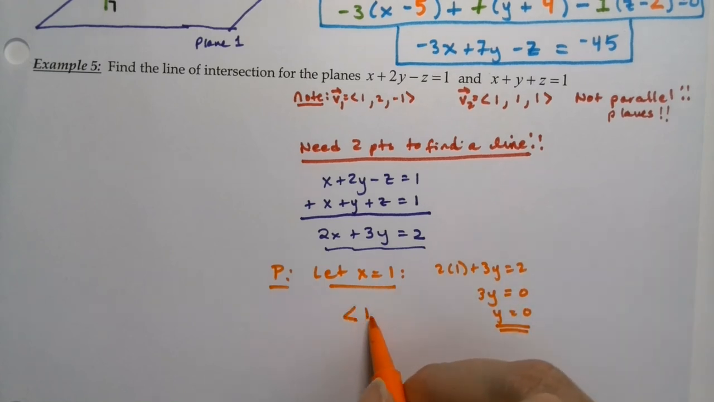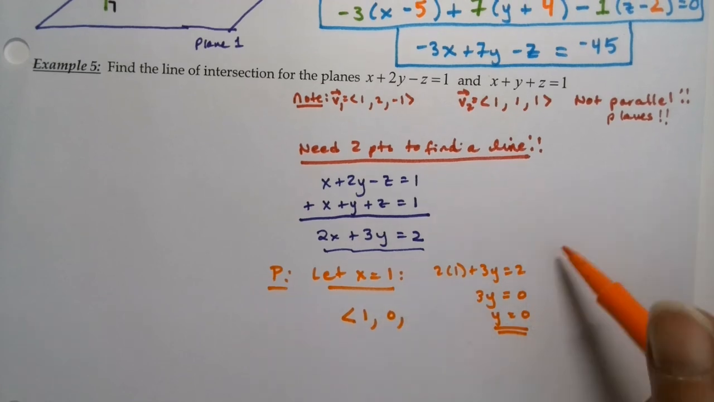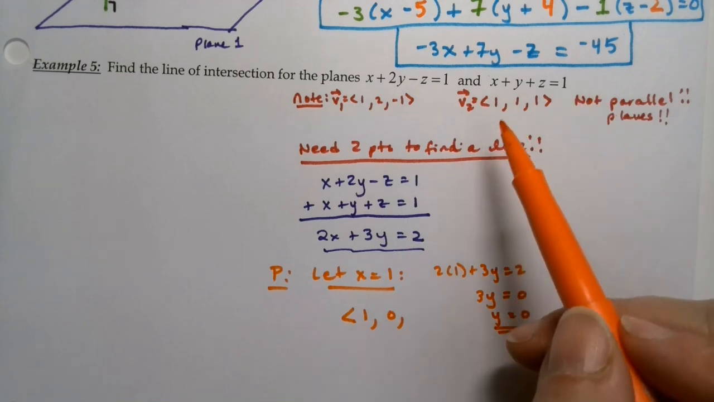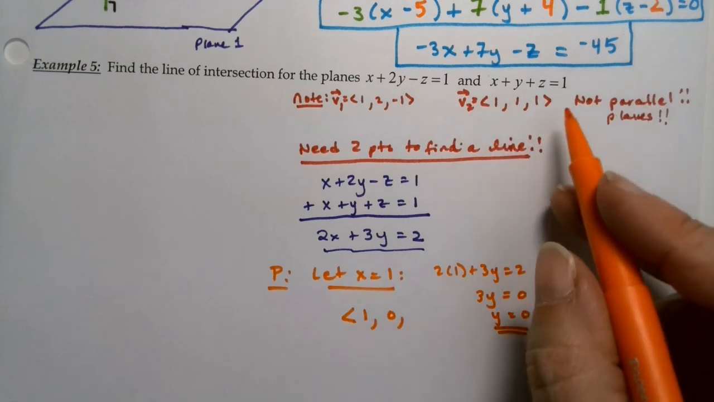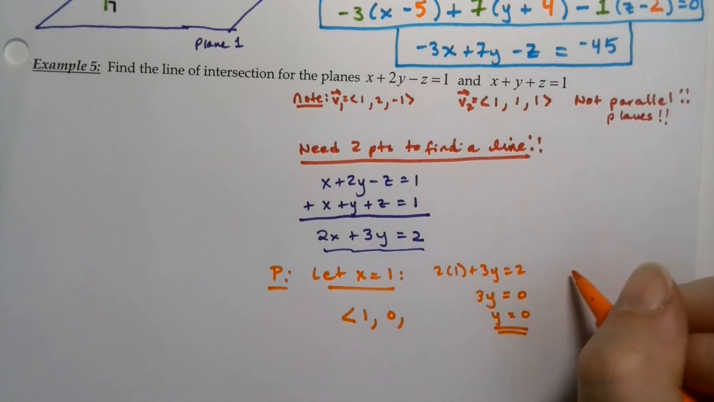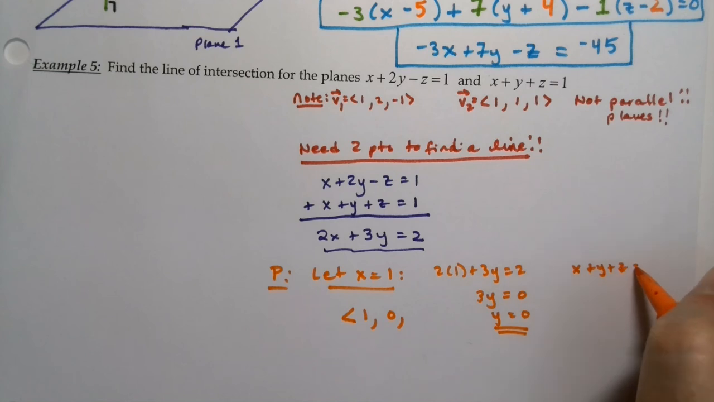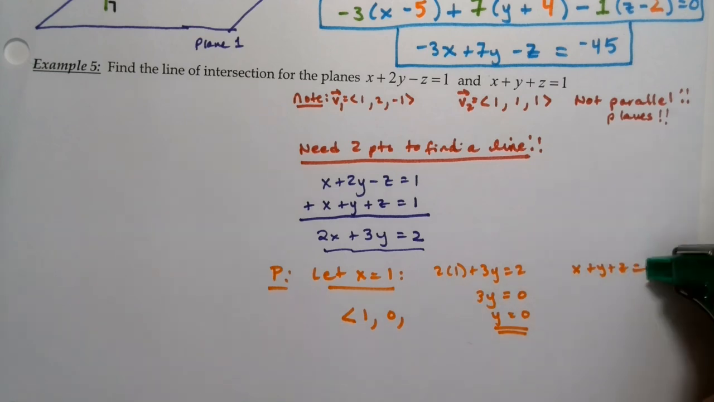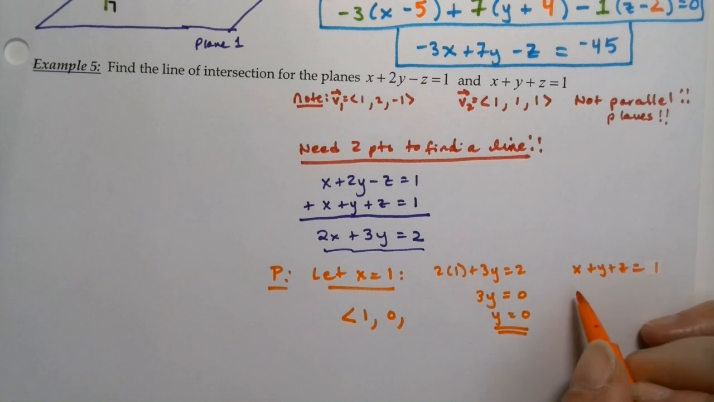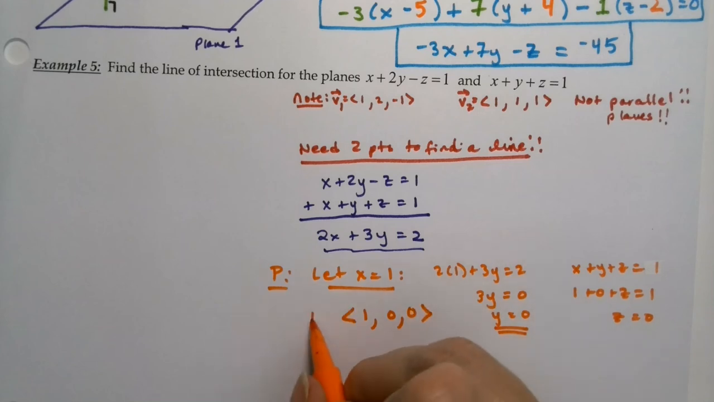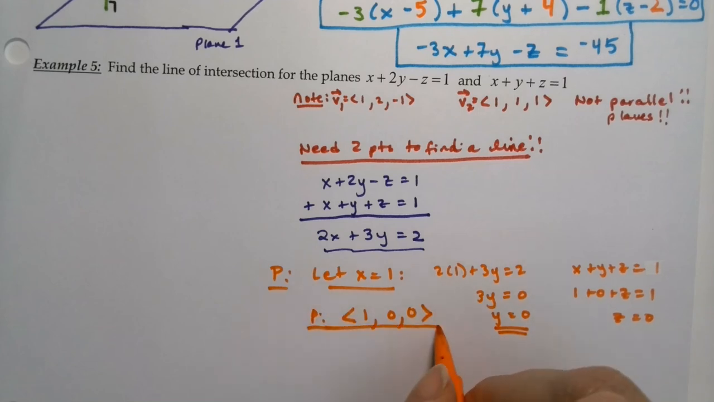So I know that the point is 1, 0, and then to find the z value, I have to go back up to the originals, either one of them, because technically this line should be on both planes. So then I would say, okay, well then, I know x plus y plus z equals 1. So if I know that this is 1 and this is 0, that means z is equal to 0. So I have a point P now, which is 1, 0, 0.